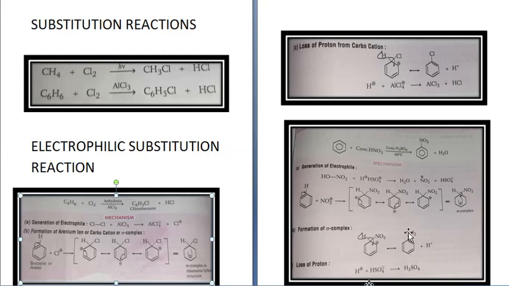Next, formation of the sigma complex takes place by releasing a proton. So you get nitrobenzene plus H plus. Now this H plus reacts with HSO4 minus and it gives you H2SO4. So this is the electrophilic substitution reaction mechanism.